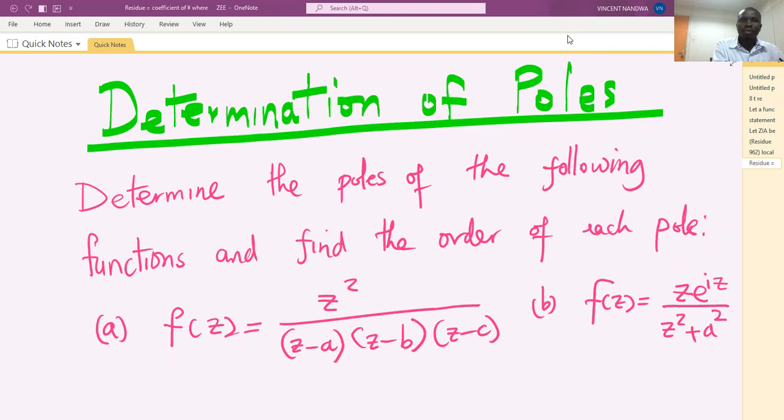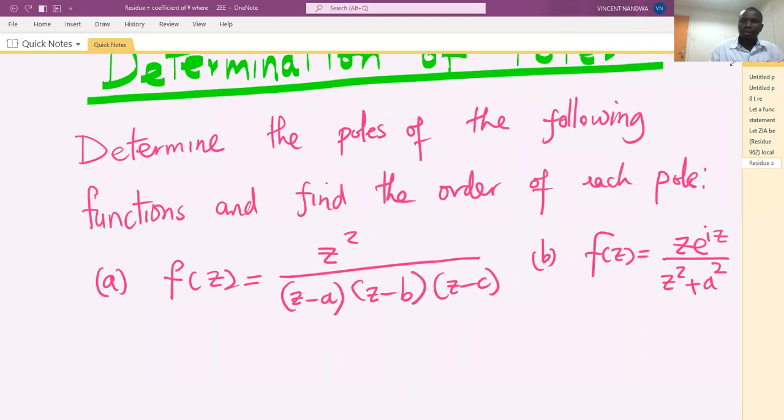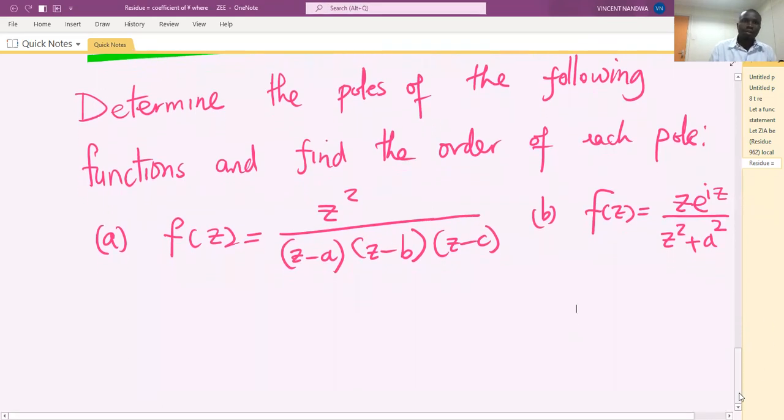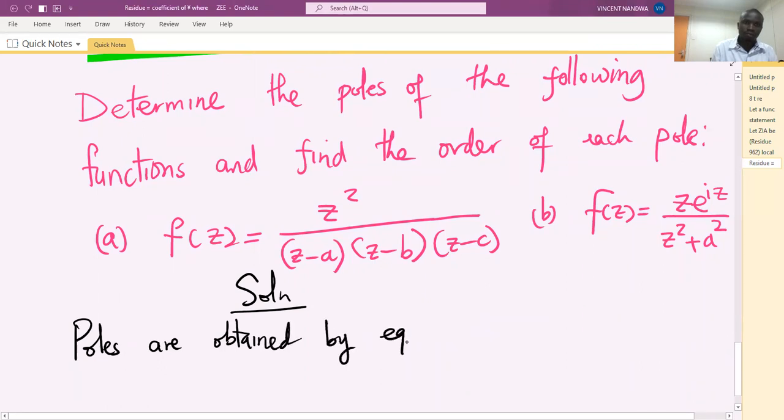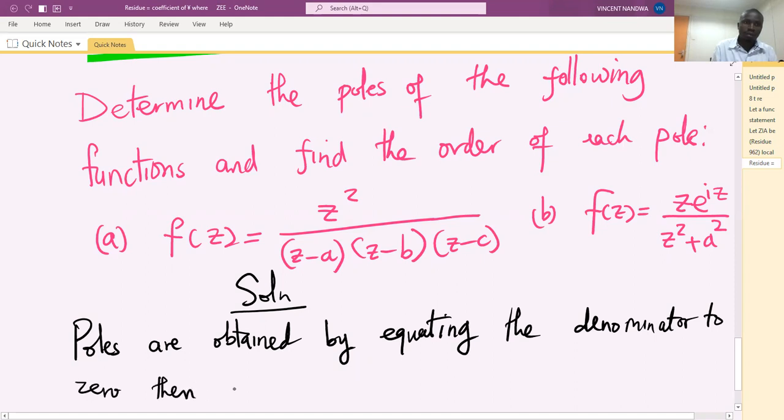Now, to find the poles of the function, you simply take the denominator and equate to zero, and then solve the resulting equation. So we say poles are obtained by equating the denominator to zero, then solving the resulting equation.